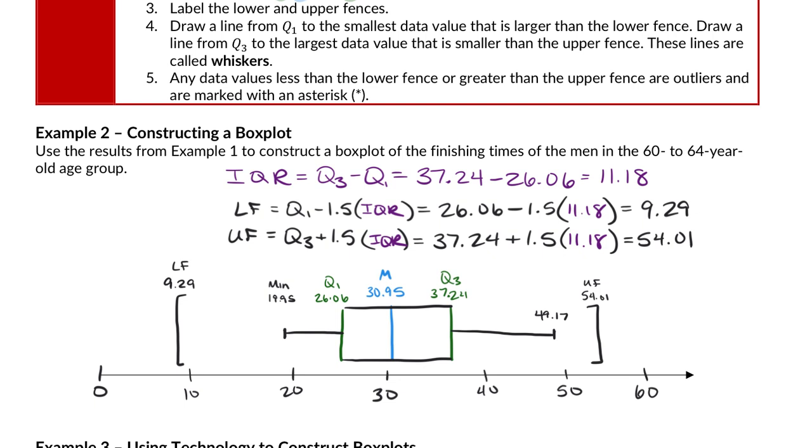Any data values that are less than the lower fence here or greater than the upper fence here are outliers and are marked with an asterisk. So we had this value here, no? That was 54.63. Since that little asterisk is outside of the upper fence, it is an outlier for my data.